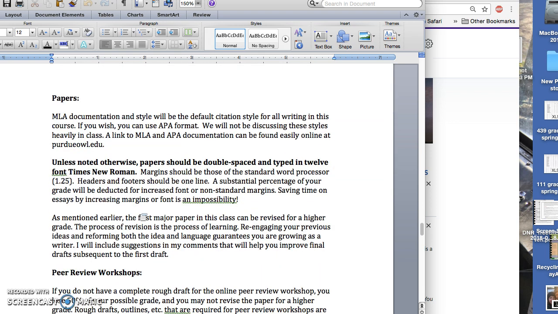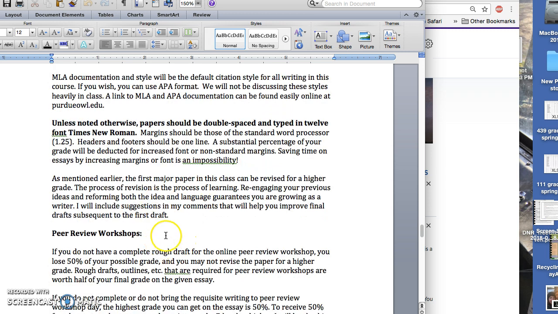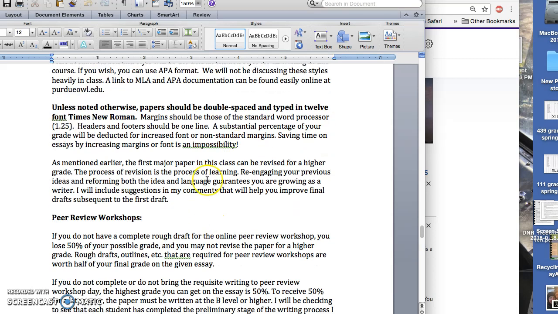You can use MLA or APA for citation, does not matter to me. We won't talk about these much because you've been trained in this, but you can go to PurdueOwl.com, which is listed in here, right here. You can brush up on your citation. Just choose one and be consistent is all I ask.